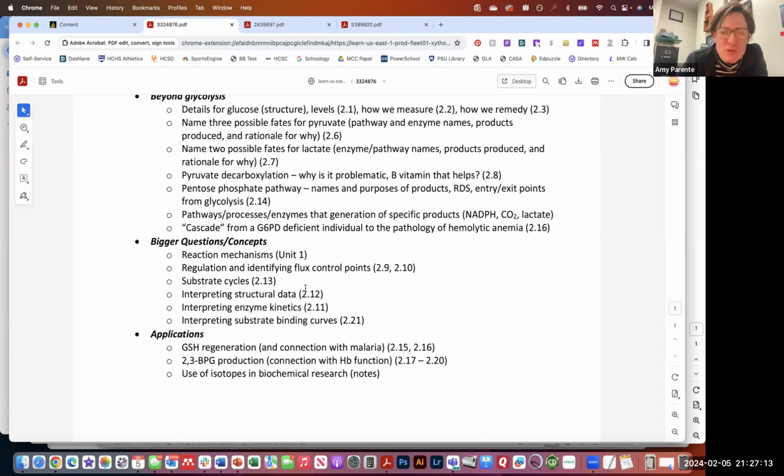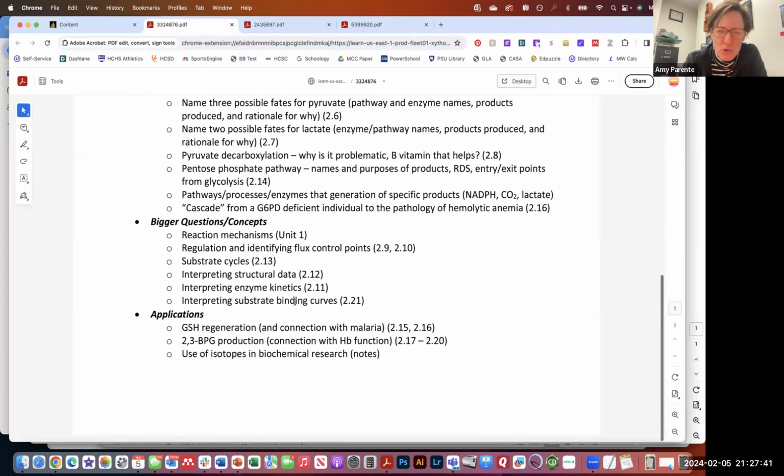I'll revisit these when we get to those slides, but when we say interpreting structural data, interpreting enzyme kinetics, and interpreting substrate binding curves, that has to do with understanding PFK and then understanding 2,3-BPG. You will need to know little bits of that for things that you'll see on the exam, but you're not going to see one of those entire questions. You will need to apply your understanding of that to understand a new system. So those are some of the big questions and concepts.